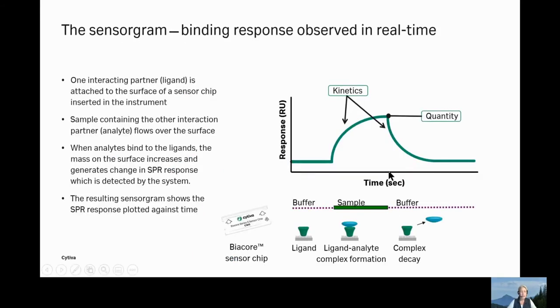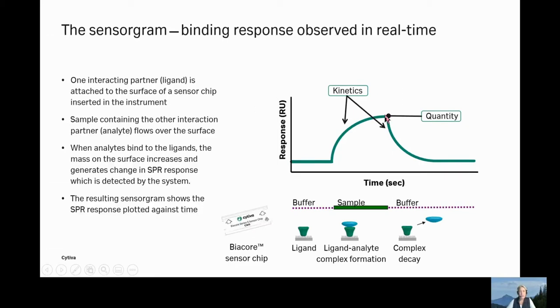The so-called sensorgram depicts the binding response observed over time. One interaction partner, which we call the ligand, is attached to the sensor surface chip inserted into the Biacore instrument. Buffer is flowing over that surface, giving us a baseline response. The sample containing the other interaction partner, the so-called analyte, is passing over that surface, and if binding occurs, the mass on the surface increases, which will be recognized by an increase in response of the SPR detection signal.